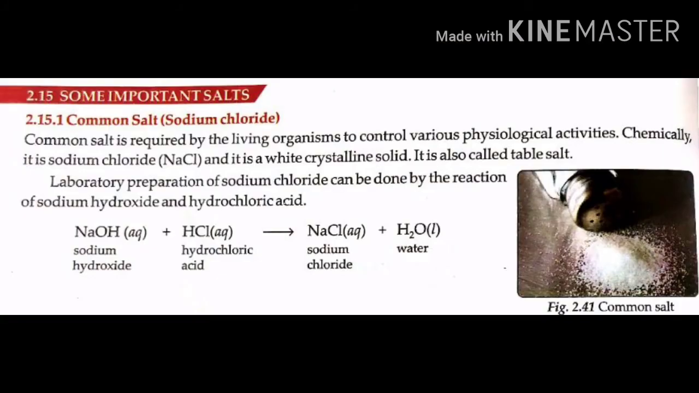Hello students, in the previous session we have learned about the families of salts and the different types of salts. Let us learn about common salt and the chemicals formed from common salt. Common salt is required by living organisms to control various physiological activities. Chemically, it is sodium chloride, NaCl, and it is a white crystalline solid. It is also called table salt. Laboratory preparation of sodium chloride can be done by the reaction of sodium hydroxide and hydrochloric acid. NaOH plus HCl gives NaCl plus H2O.